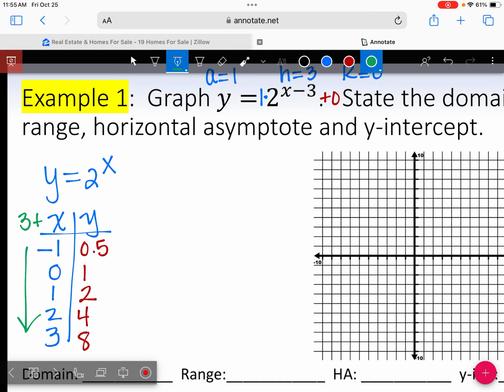How do you get a equals 1 again? It's the number in front of the base. If you don't see a number, it's 1. Just like x, what's the number in front of x? 1. So if you don't see a number, then that means a is 1.